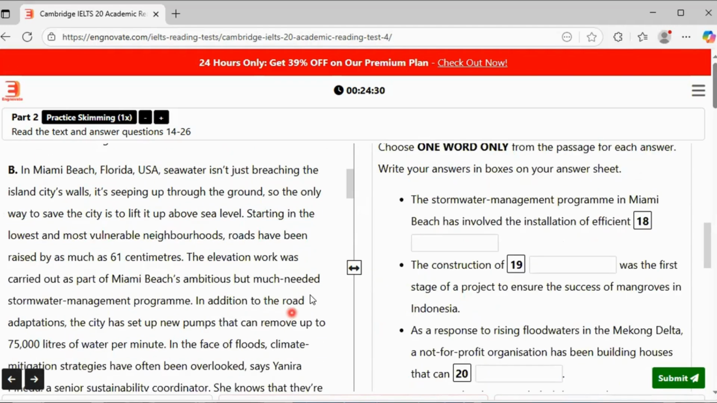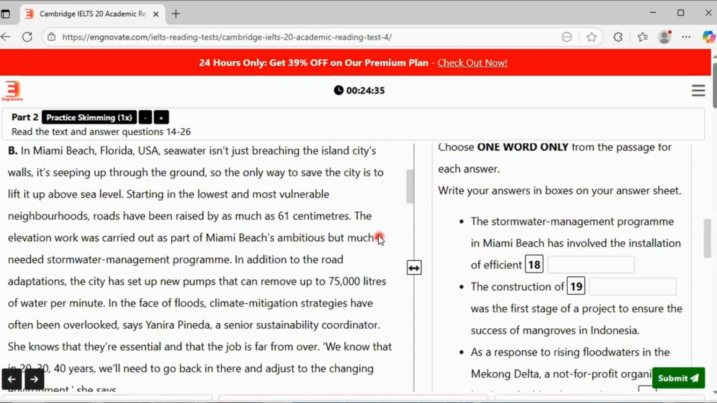Can you see the way I'm solving matching information? This is how I do matching information anytime I'm solving it, to maximize time. I'm not wasting my time unnecessarily.